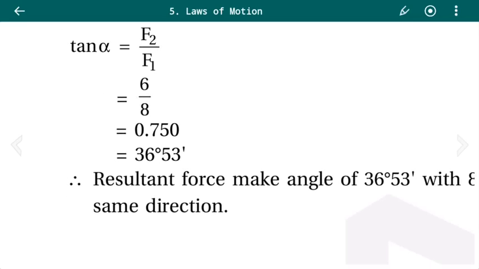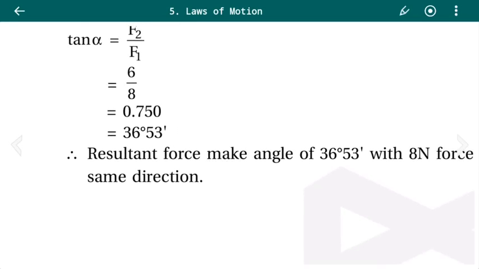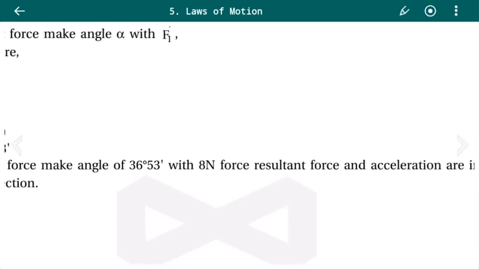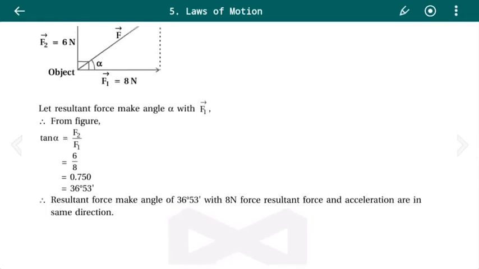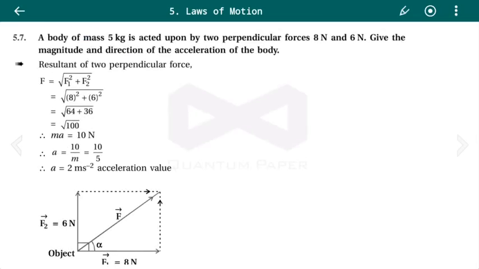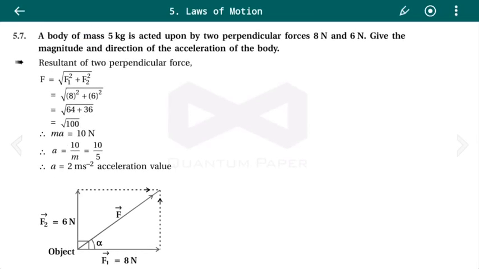When you see this in the natural tangent table, you will get the value as 36 degree 53 minutes. So the resultant force makes an angle of 36 degree 53 minutes with the 8 Newton force. The resultant force and acceleration are in the same direction, that is, the resultant force and the acceleration both are in the same direction. So students, you may copy down this numerical.